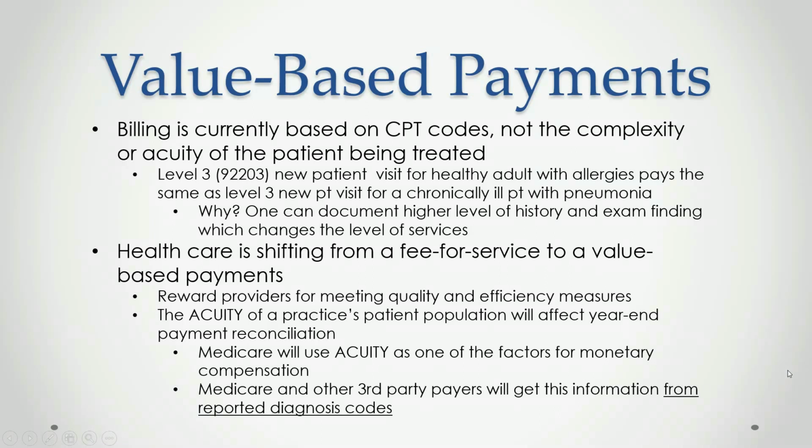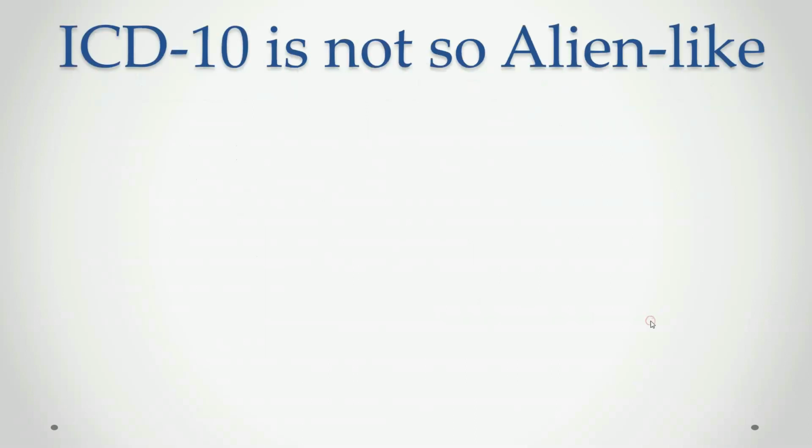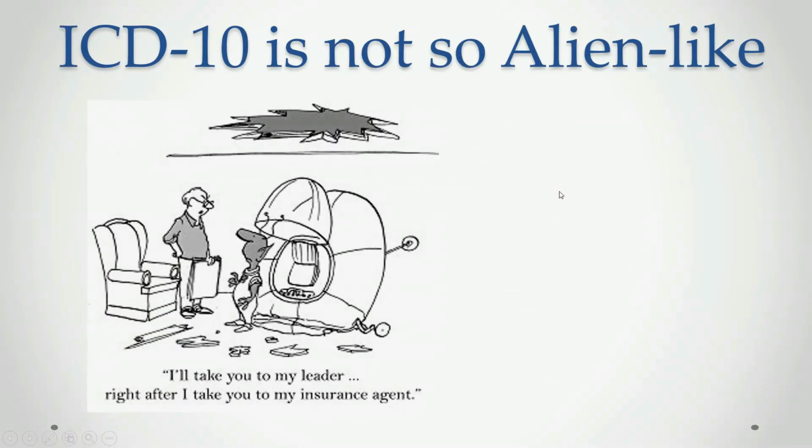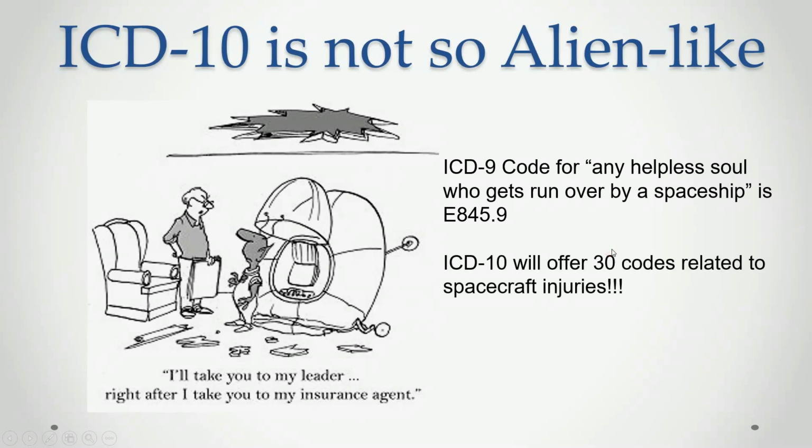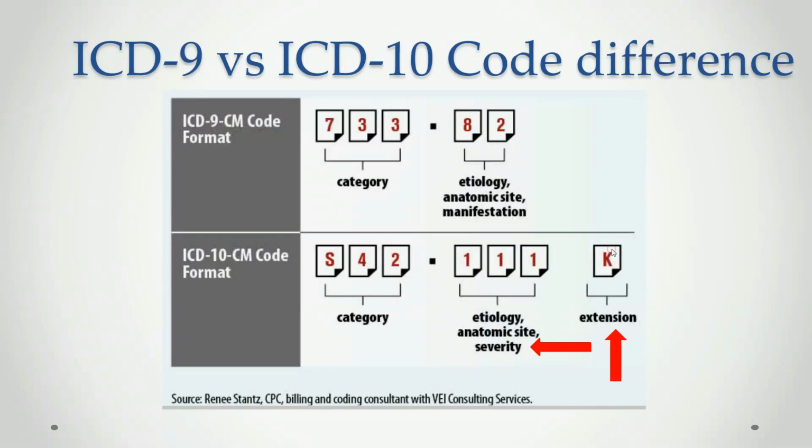Medicare and other third-party payers will get this information from the reported diagnosis codes. So once again, we have to be very specific in our diagnosis codes to be able to give a picture to the payers of what's going on with our patients. Currently, we have one code in ICD-9 for any helpless soul who gets run over by a spaceship. ICD-10 will offer 30 codes related to spacecraft-related injuries. So let's take a closer look at this alien-like ICD-10, which is not really that alien-like.